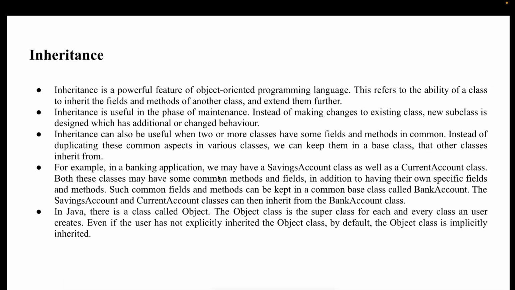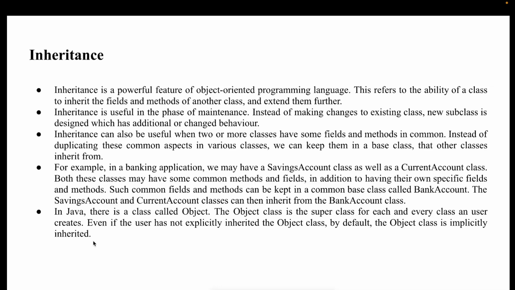For example, in a banking application, we may have a savings account and a current account class. Both these classes may have some common methods and fields in addition to having their own specific fields and methods. Such common fields and methods can be kept in a common class called bank account. The savings account and current account classes can then inherit from the bank account class. In Java, there is a class called Object. The Object class is the superclass for each and every class a user creates. Even if the user has not explicitly inherited the Object class, by default it is implicitly inherited.